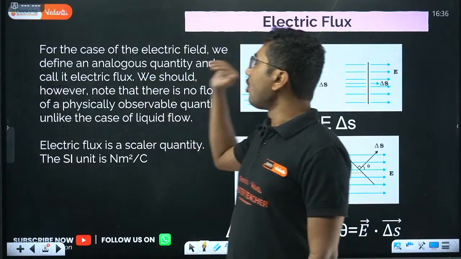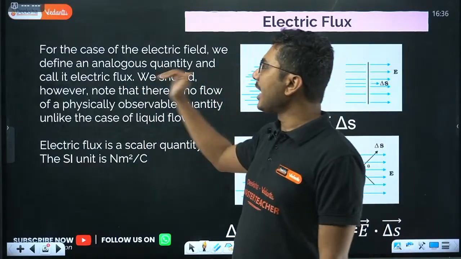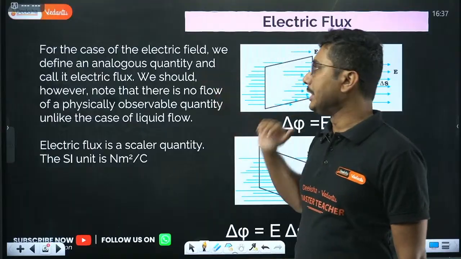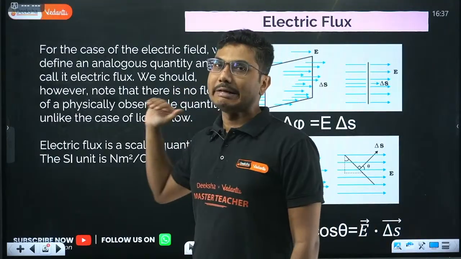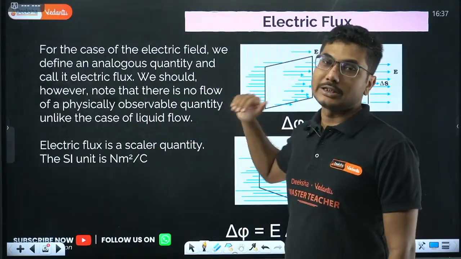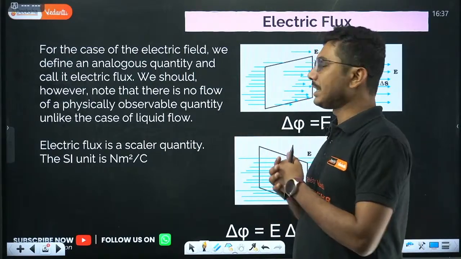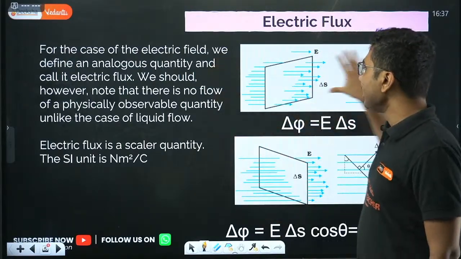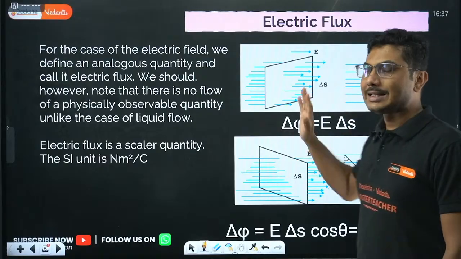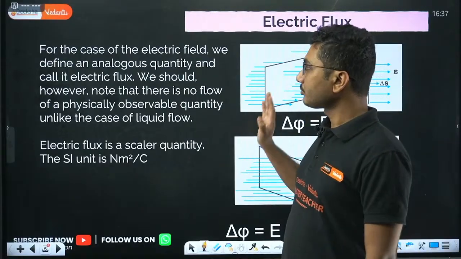For the case of electric field, we define an analogous quantity and call it electric flux. Why is it analogous, not equal? Because electric field is not flowing. You have to understand that electric field is only represented by lines. It is actually static, it is not flowing.